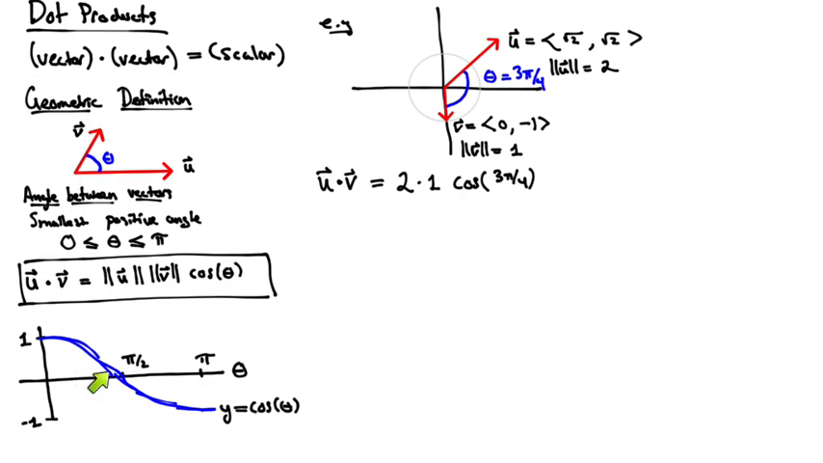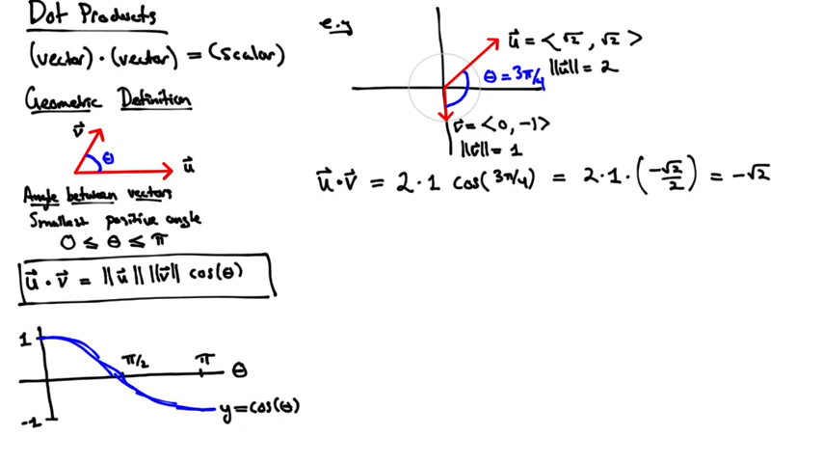Cosine of 3 pi over 4, well, that's over here in this quadrant between pi over 2 and pi, and so that's going to be some negative number. It's going to be negative root 2 over 2. The 2's will cancel, and I get negative square root of 2. So the dot product of u and v is minus square root of 2, the scalar quantity.